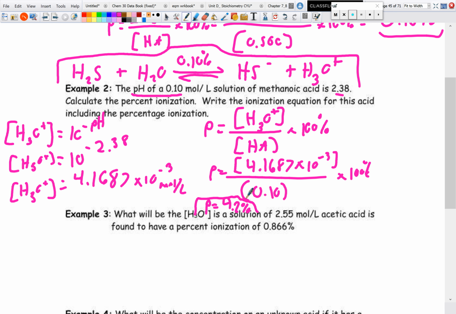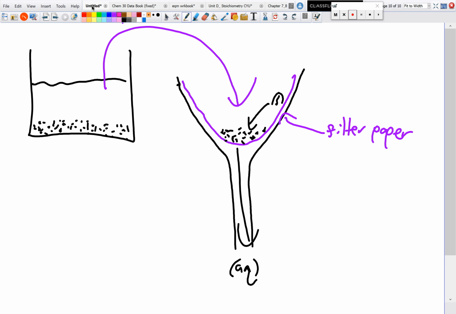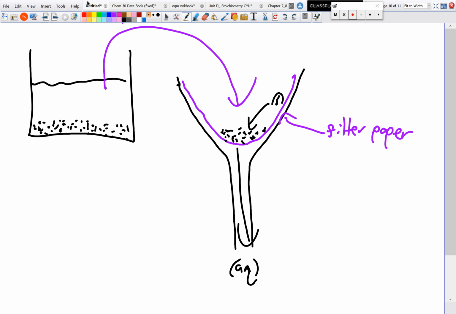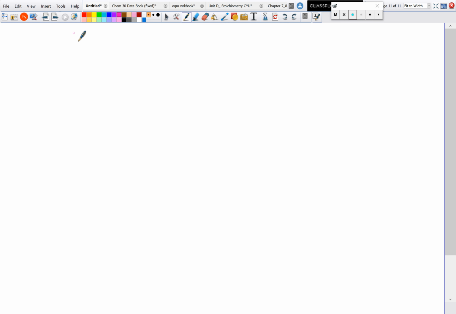Sorry, I kind of ran out of space there. But we get our percent of 4.2%. Now this question asks to write the ionization equation for this acid, including the percent ionization. So we know it is 4.2. Sorry, this was a drawing of filtration I had right here from Chem 20.